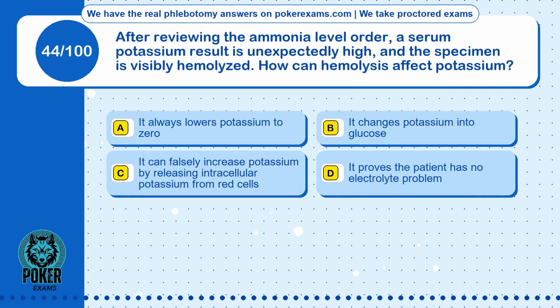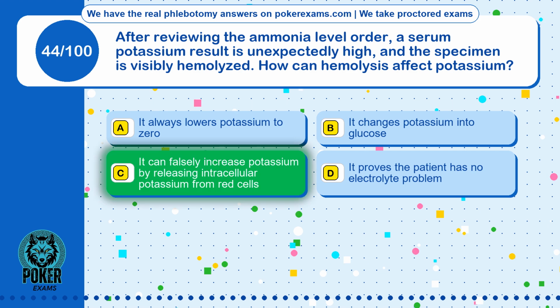Question 44. After reviewing the ammonia level order, a serum potassium result is unexpectedly high, and the specimen is visibly hemolyzed. How can hemolysis affect potassium? Option A. It always lowers potassium to 0. Option B. It changes potassium into glucose. Option C. It can falsely increase potassium by releasing intracellular potassium from red cells. Option D. It proves the patient has no electrolyte problem.